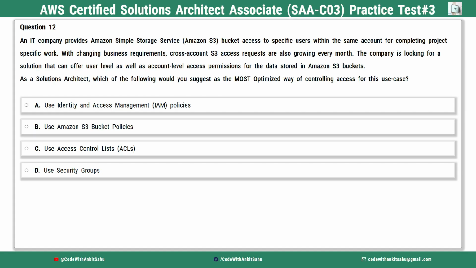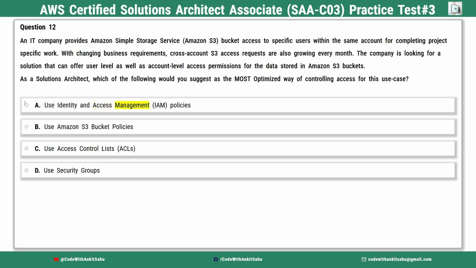Question 12. An IT company provides Amazon Simple Storage Service (Amazon S3) bucket access to specific users within the same account for completing project-specific work. With changing business requirements, cross-account S3 access requests are also growing every month. The company is looking for a solution that can offer user-level as well as account-level access permissions for the data stored in Amazon S3 buckets. As a solutions architect, which of the following would you suggest as the most optimized way of controlling access for this use case?